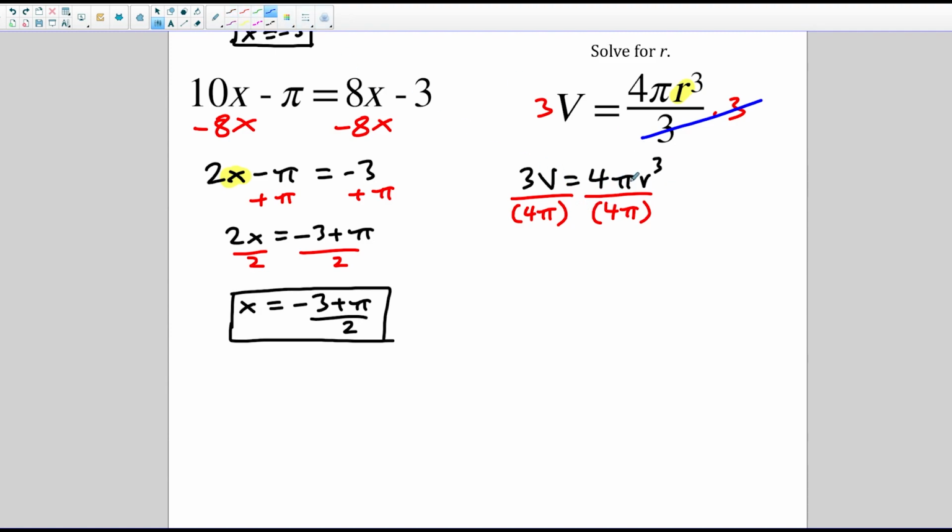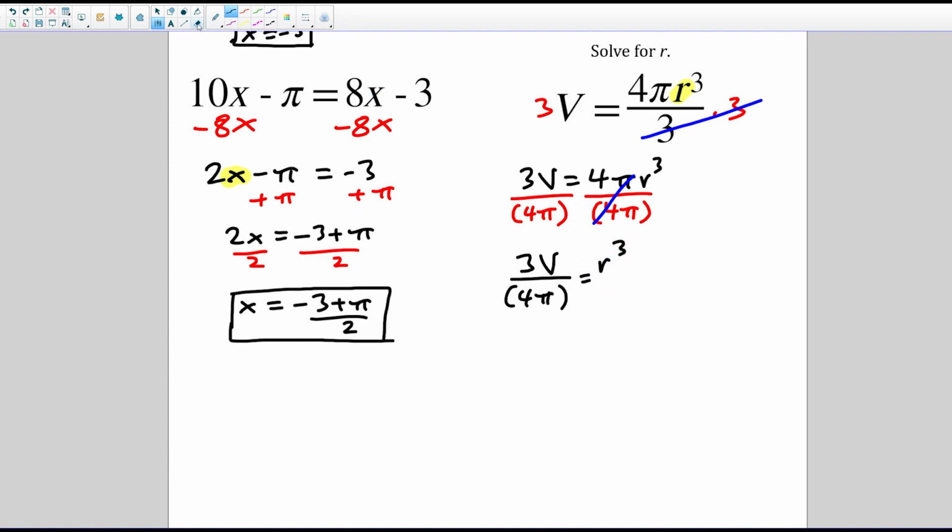So now that we've gotten rid of that 4 pi, we're only left with the r cubed on the right hand side. So 3v over 4 pi is equal to r cubed. And let me go ahead and, oops, apparently I can't move that. So I'm going to go ahead and rewrite this here in the middle. So is equal to r cubed.